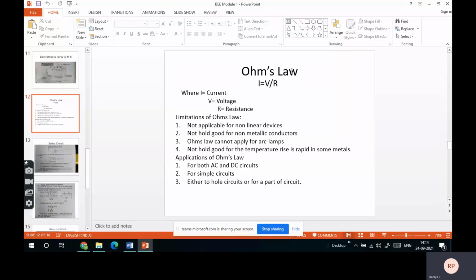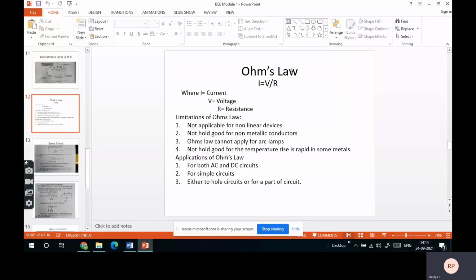We have several devices that work for AC or DC components, and these devices won't give a linear variation with the parameters. Suppose I consider the variation of current and voltage in a diode, it won't be linear. Or with respect to variation of time, the voltage or current parameter will be non-linear in nature. Hence, Ohm's law is not applicable for non-linear devices like diodes, zener diodes, voltage regulators, etc.